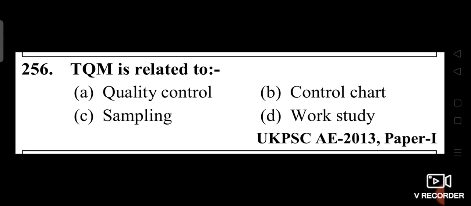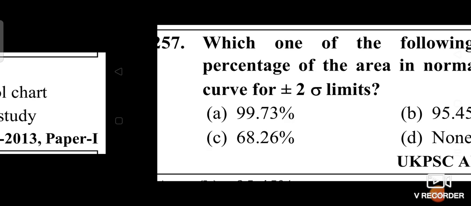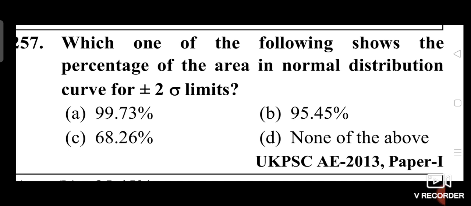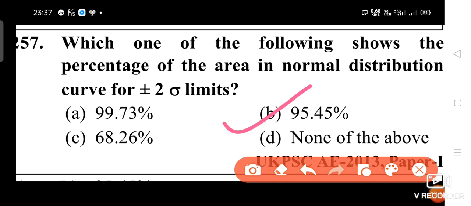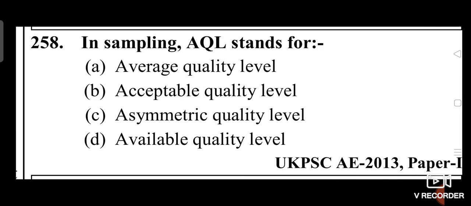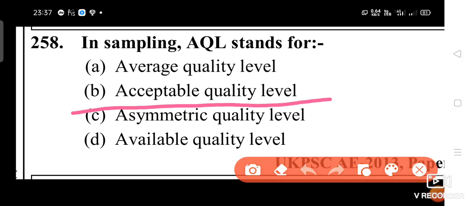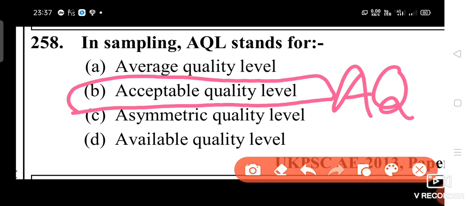Next, TQM, total quality management, is related to quality control. Next, which one of the following shows the percentage of the area in normal distribution curve for plus minus 2 sigma limits? So B is your right answer. 95.45%. याद करने वाले टाइप के क्वेश्चन हैं सारे. इन सैम्पलिंग AQL stands for acceptable quality level. Acceptable quality level is what AQL stands for.